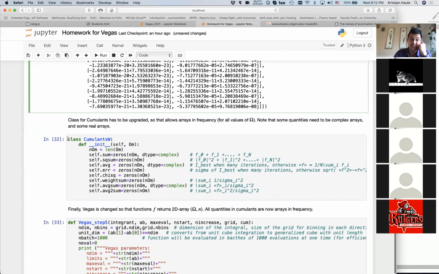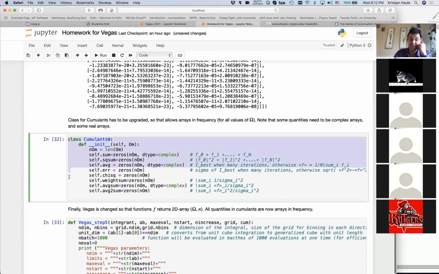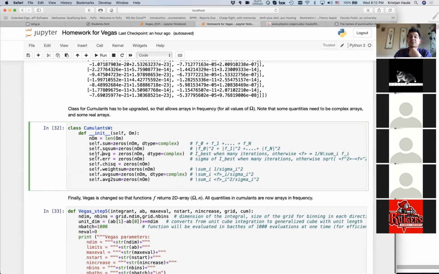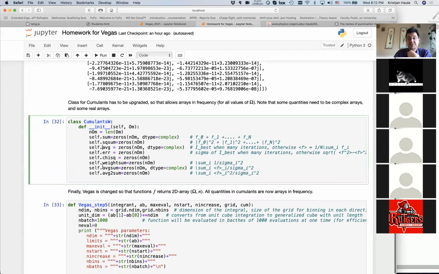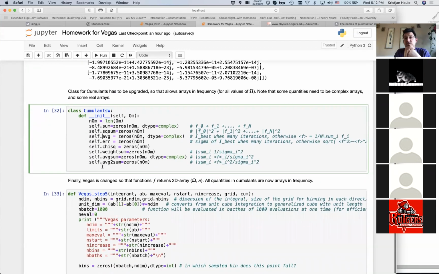Now, the class that we do need to change now is cumulants. The cumulants before were just numbers. So all these averages were just numbers. Right now, we need to work with arrays, because all these averages are going to be arrays in frequency. So when we define the cumulants, it's going to be a new class, cumulants W. I call it cumulants W because it works with frequencies.